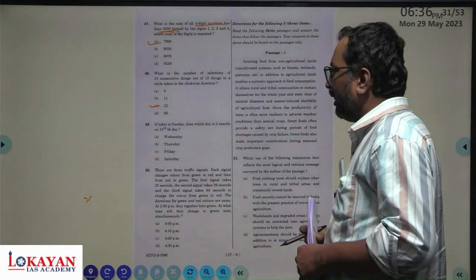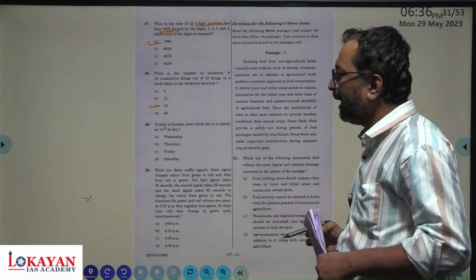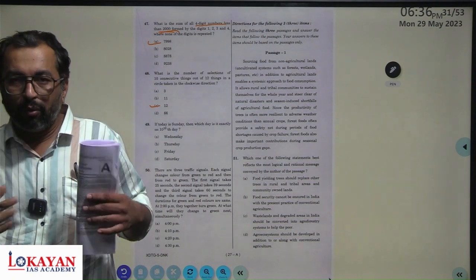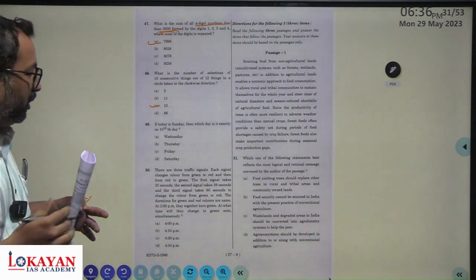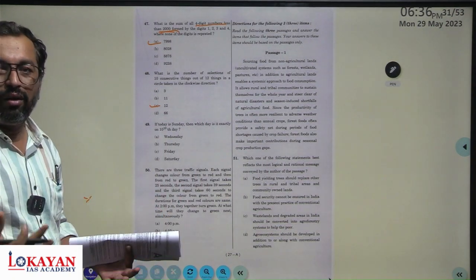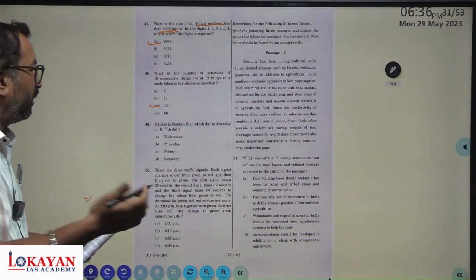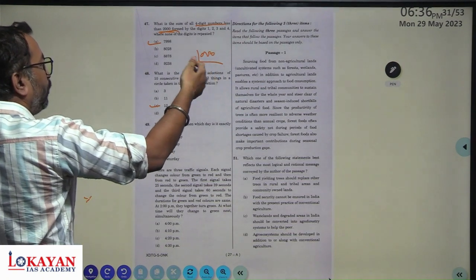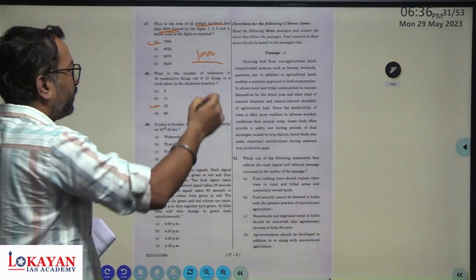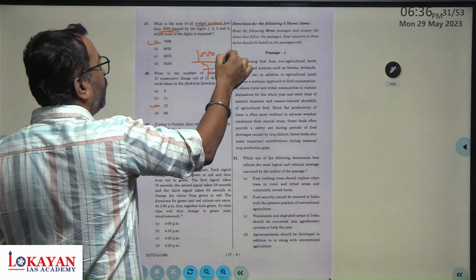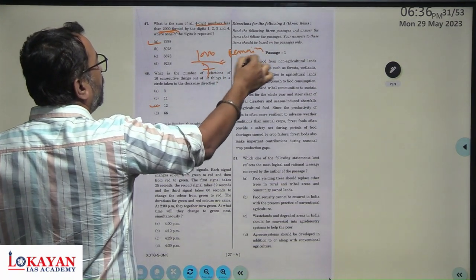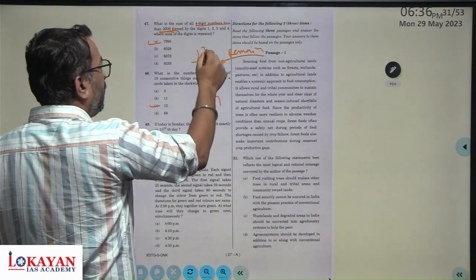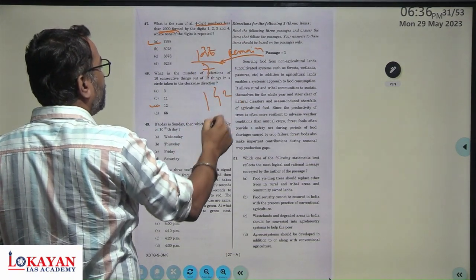If today is Sunday, then which day is exactly on the 10 raised to 10th day? If we know the number of days and today's day, then we can calculate the day. If there are 1000 days and today is Sunday, what will be the day after 1000 days? We just divide by 7 and find the remainder. 7 ones are 7, 7 fours are 28, 7 twos are 14, so 6 is the remainder.